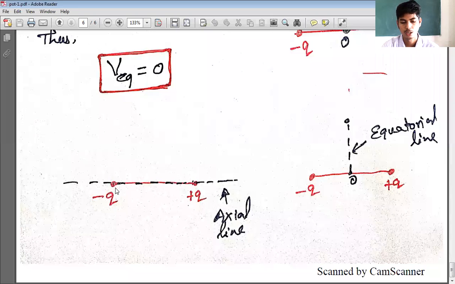Look, this is a dipole. A line drawn along the axis of a dipole is called the axial line. A line drawn along the axis of the dipole is called the axial line.